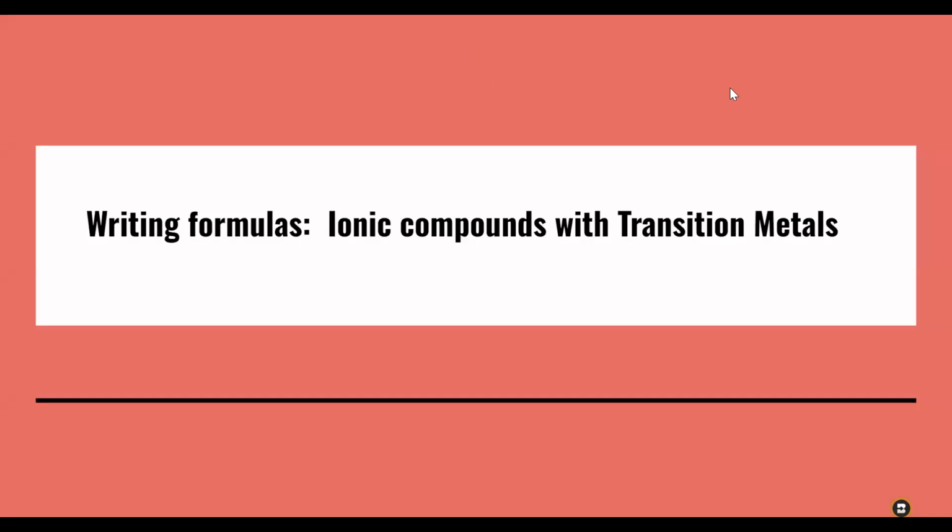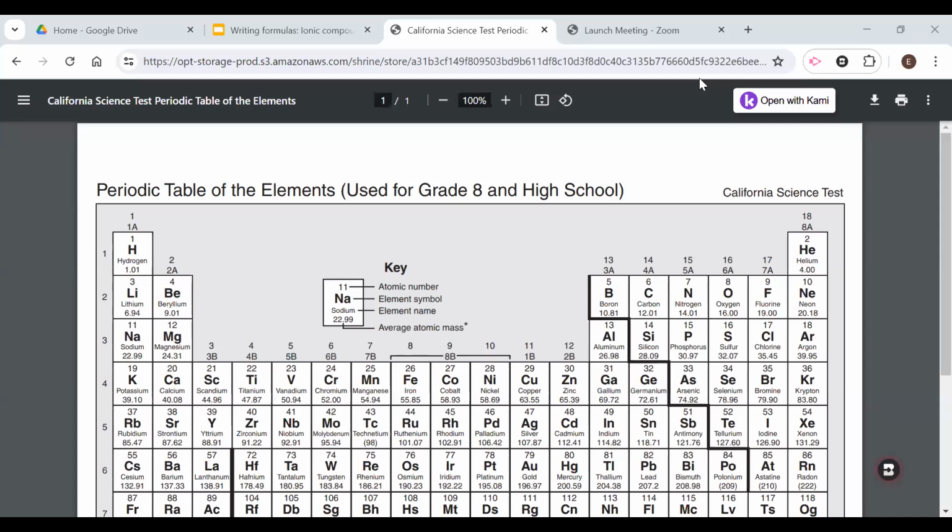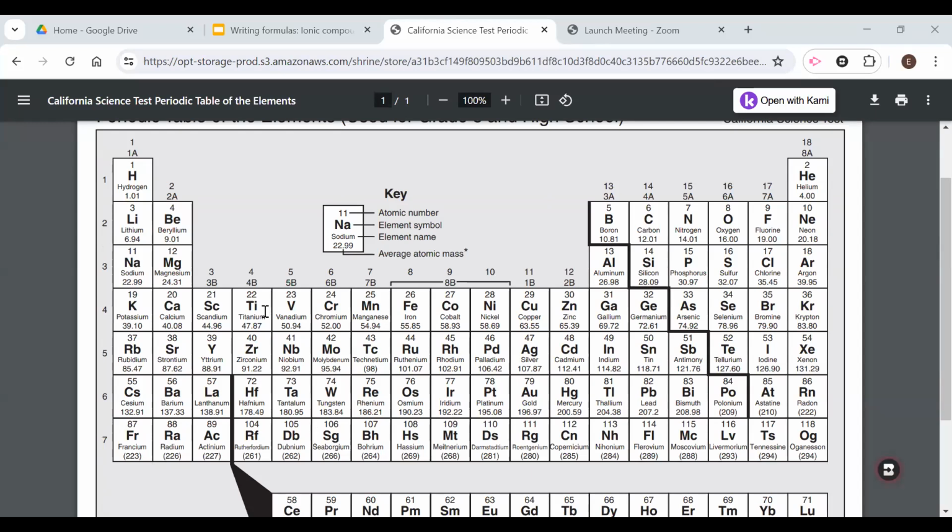Okay, the topic today is writing formulas. Ionic compounds with transition metals is what we focus on. Let's look at the periodic table. Remember, on the periodic table, this section is transition metals. This section in the periodic table is transition metals.